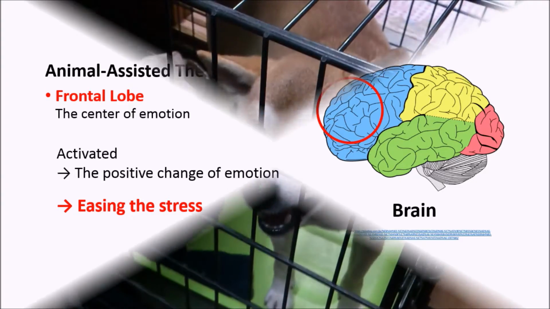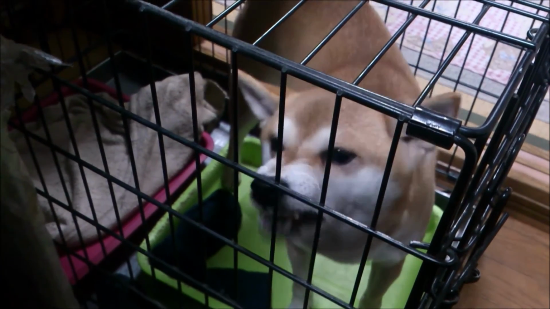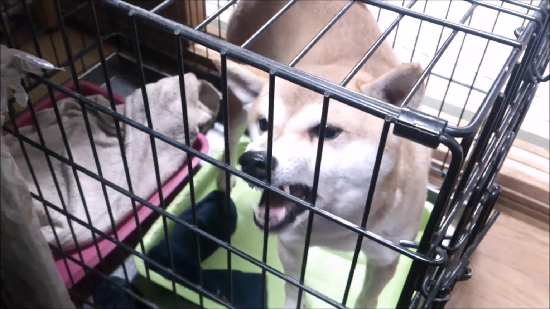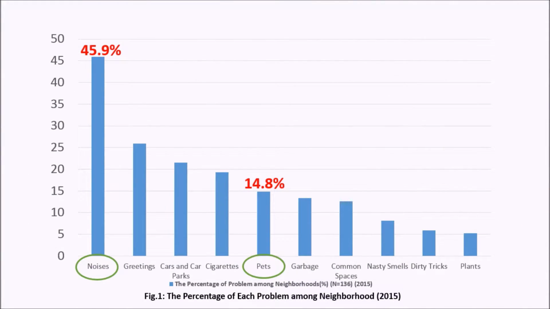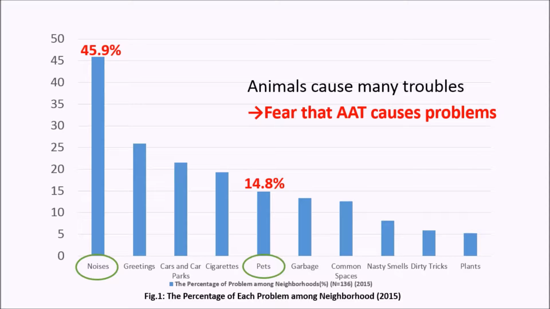However, as you watch, dogs barking is really noisy and it causes troubles among neighbors. According to Sumo Journal, in Japan, a noise and a problem related to pets occupy a high degree of any problems among neighbors. Because of this, there is a fear that AAT causes problems among neighbors. I think that this is a serious problem.